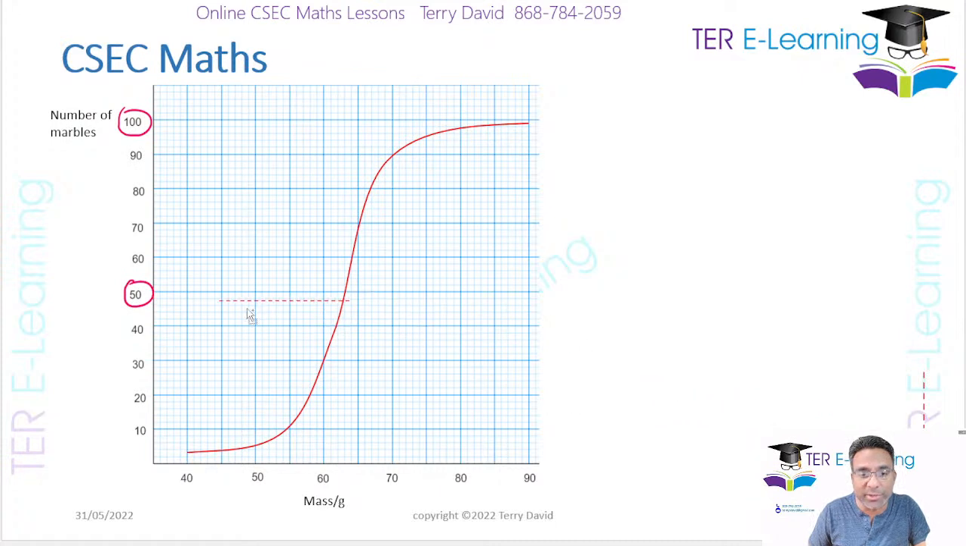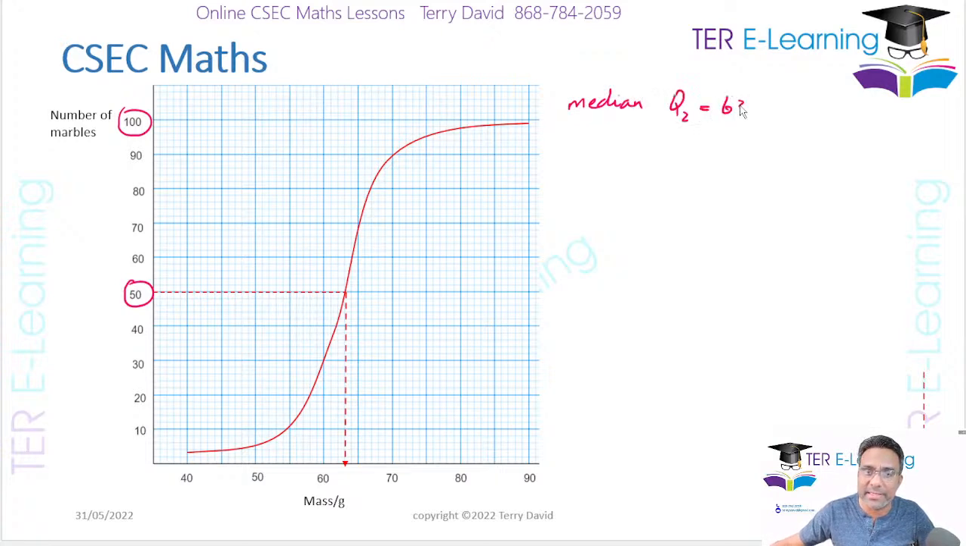So this is what you're going to do. You're going to take your ruler, go to the graph, and draw a line here. You're going to take your ruler and draw a vertical line going down to your x-axis. According to this graph, that's 61, 62, that's about 63 grams. So I'm going to tell you your median, which is what we call Q2, is equal to 63 grams. That's the answer for that. That's what my median is, right?